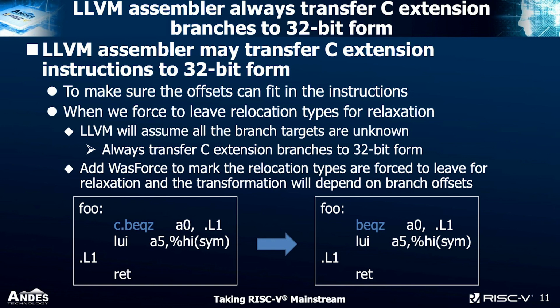The next issue is related to the C extension. To make sure the offset can fit in instructions, the LLVM assembler may transfer C extension branches to 32-bit form. When we force leaving the relocation type for relaxation, LLVM will assume all branch targets are unknown and always transfer C extension branches to 32-bit form. To fix the issue, we add a variable WasForced in the transformation function to indicate the relocation type is forced to be left for relaxation, and the transformation will depend on the branch offset to fix the issue.